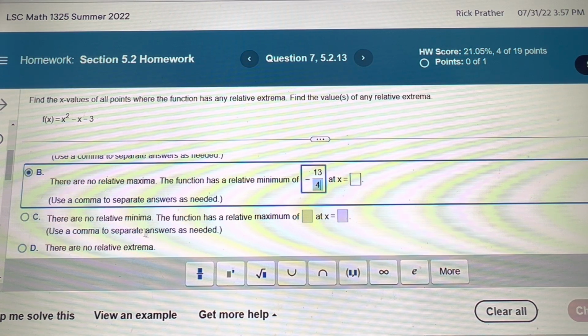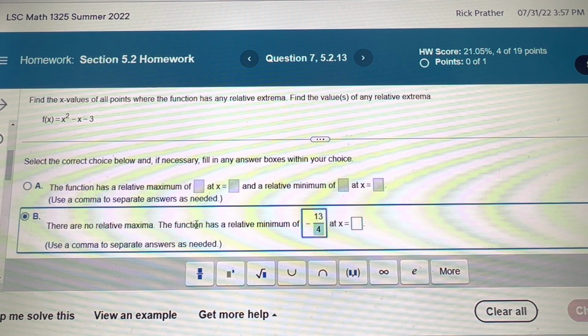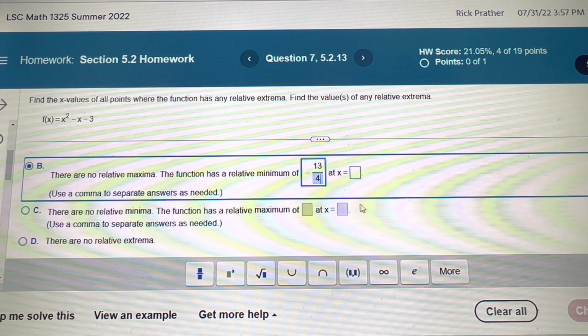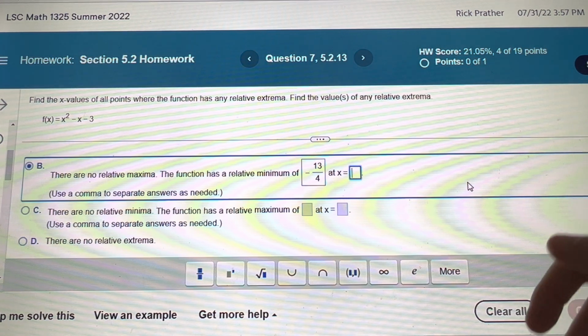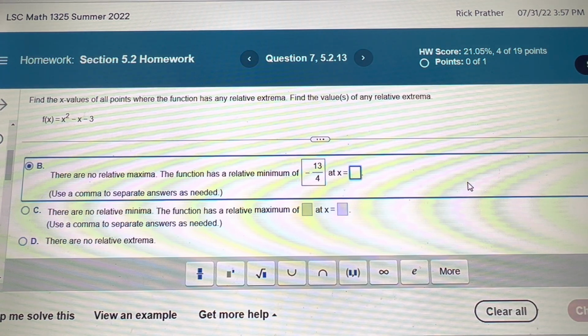I'm checking if they want decimals or fractions, but it doesn't say. So usually they like exact answers, but maybe they would take a decimal here. That was exactly negative 3.25 at x equals a half.